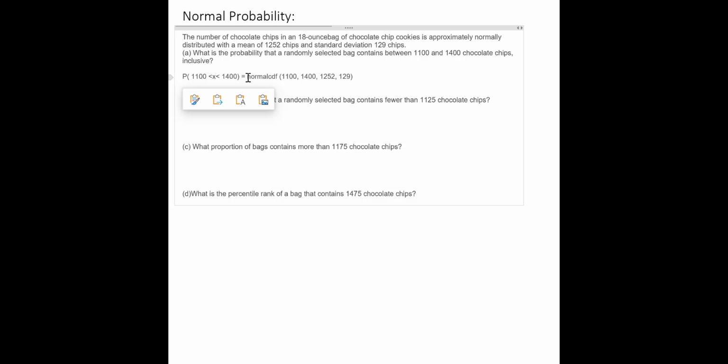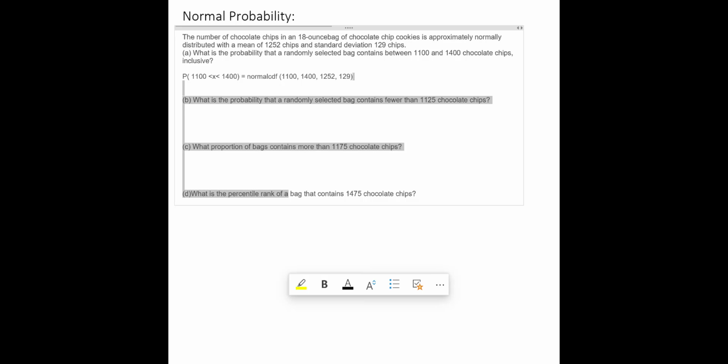It's called normal CDF, normal cumulative density function. You press the second key, variables, and go to normal CDF. The normal CDF requires 4 arguments, 4 values: lower bound, upper bound, the mean, and the standard deviation. The lower bound is where the interval starts. It starts at 1100, so that would be the lower bound. Then 1400, 1252, and 129. 1252 is the mean, and 129 is the standard deviation.